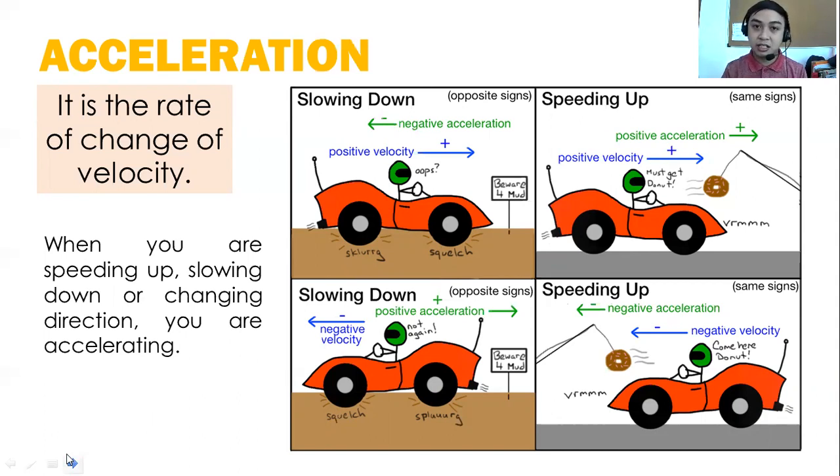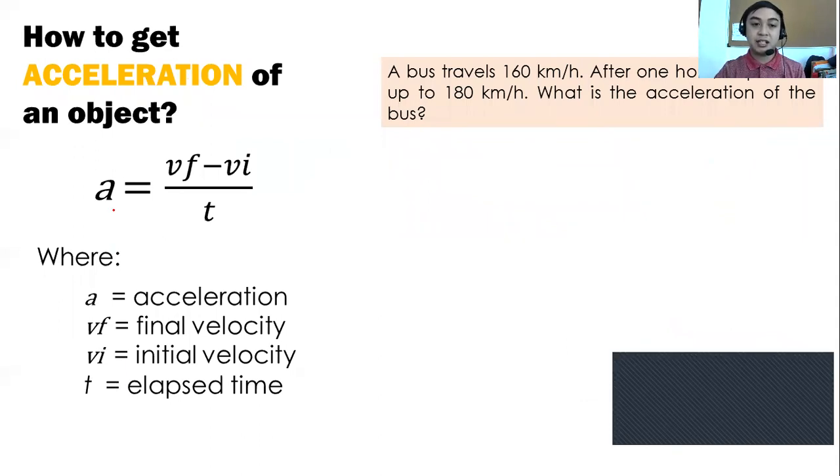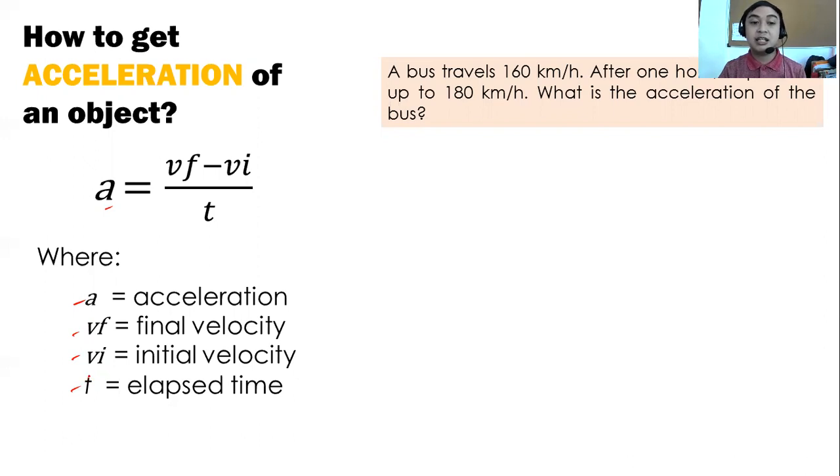Now, how do we get the exact acceleration of a particular object? We need to use a formula. What is the formula of acceleration? A is equal to Vf minus Vi all over T, wherein A stands for acceleration, Vf stands for final velocity, Vi for initial velocity, and T is the elapsed time. The final velocity is the last velocity the object possessed. Then the initial velocity is the first velocity.